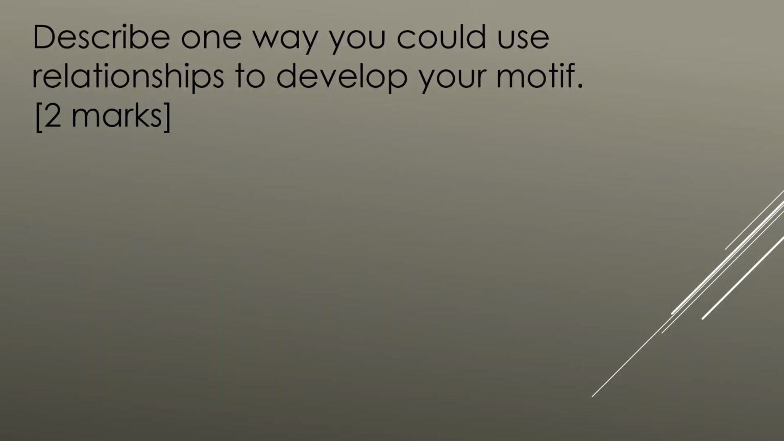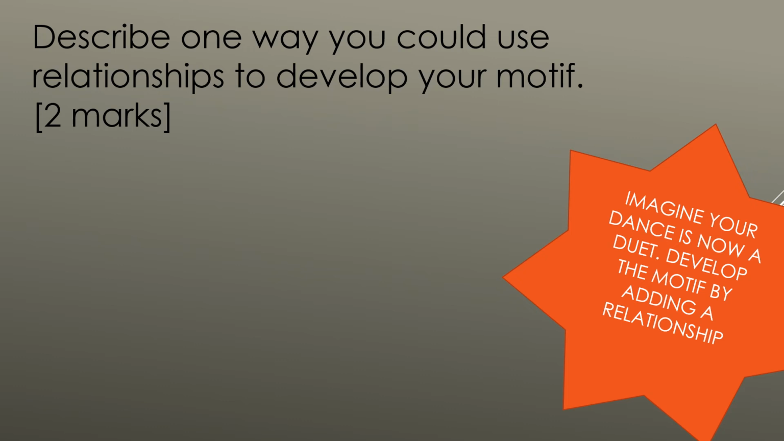So that same question, let's just make sure that we know what relationships are. We're also going to imagine our dance is now a duet, because for relationships to work, it cannot be a solo dancer. It must be more than one dancer. So your dance is now a duet, meaning it's a dance with 2 dancers. Duet meaning a 2-dancer dance, and you are developing the motif by adding a relationship.